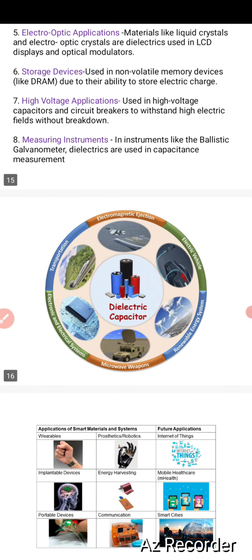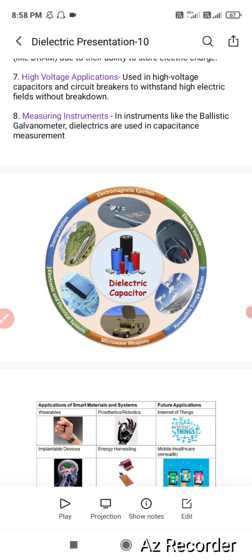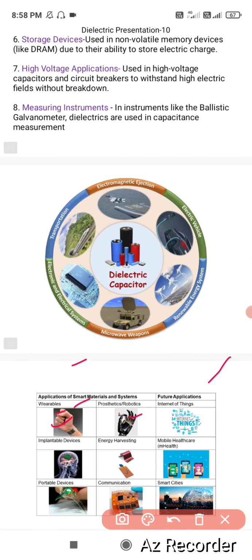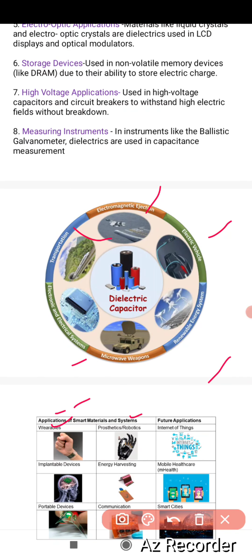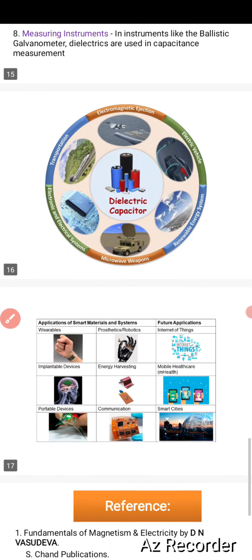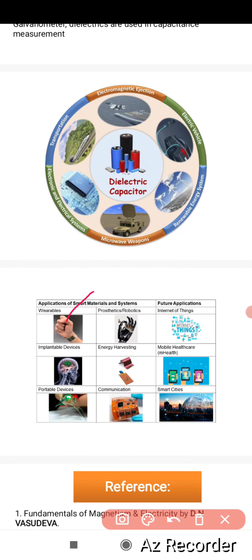Now we see certain applications of dielectric capacitors. In the transportation field: electromagnetic ejection, electric vehicles, renewable energy sources, microwave weapons, electronic and electrical systems. We also see applications in wearable and implantable devices, energy harvesting, communications and portable devices, smart cities, etc.